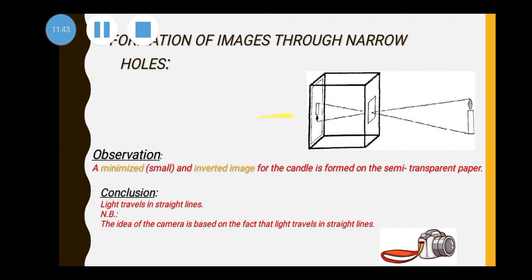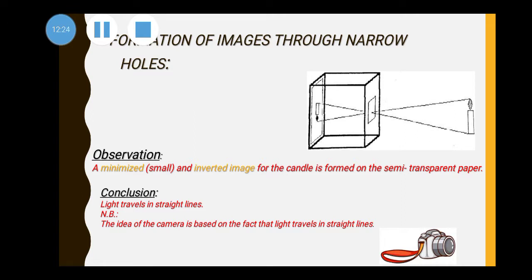Here we have a semi-transparent paper, and here we have a hole, and here we have a lighted candle. We try to move it back and forth until we can see the image of the flame on the semi-transparent paper. Okay, so we can see the image of the flame. It will be minimized and inverted, which means smaller than usual, and upside down. The thing which is supposed to be up will be down. Okay, which is formed on a semi-transparent paper.